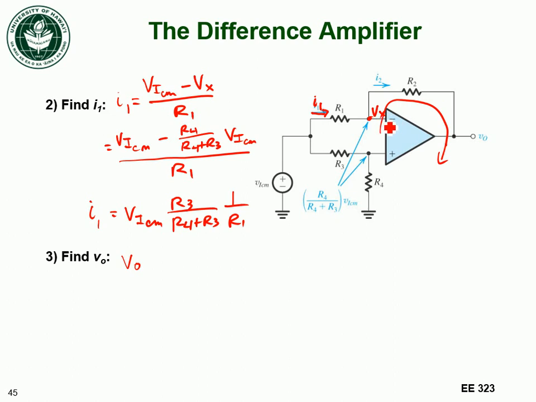Start at this voltage, Vx, and minus the voltage across this resistor, R2. This voltage minus this voltage should be equal to the output voltage. So the output voltage is Vx minus the voltage dropped across resistor R2, which is I2 times R2. Or Vx is R4 over R4 plus R3 times VICM.